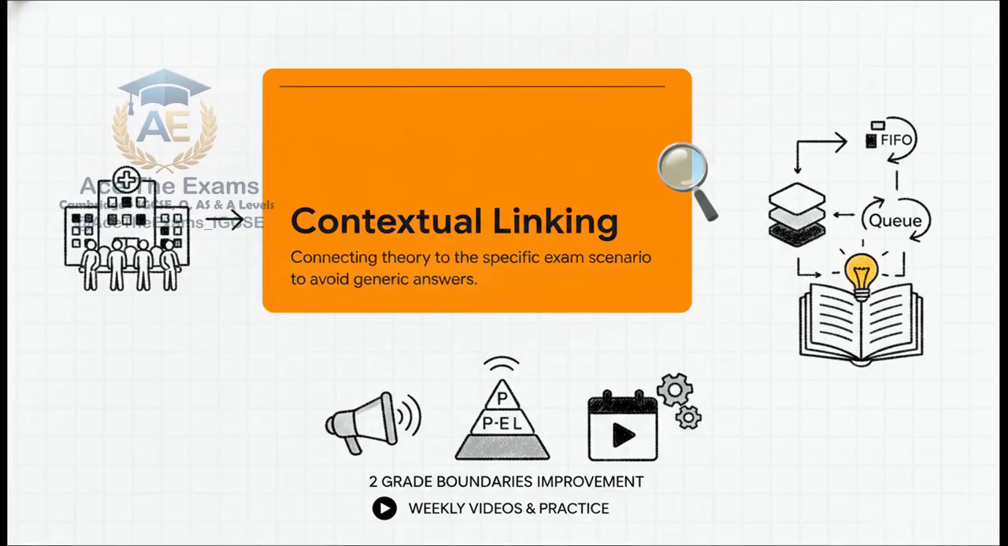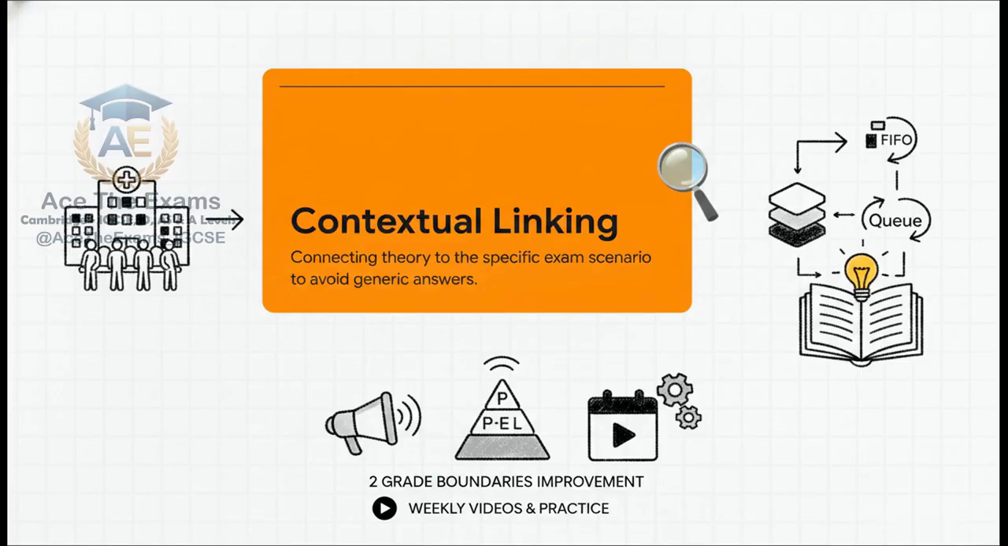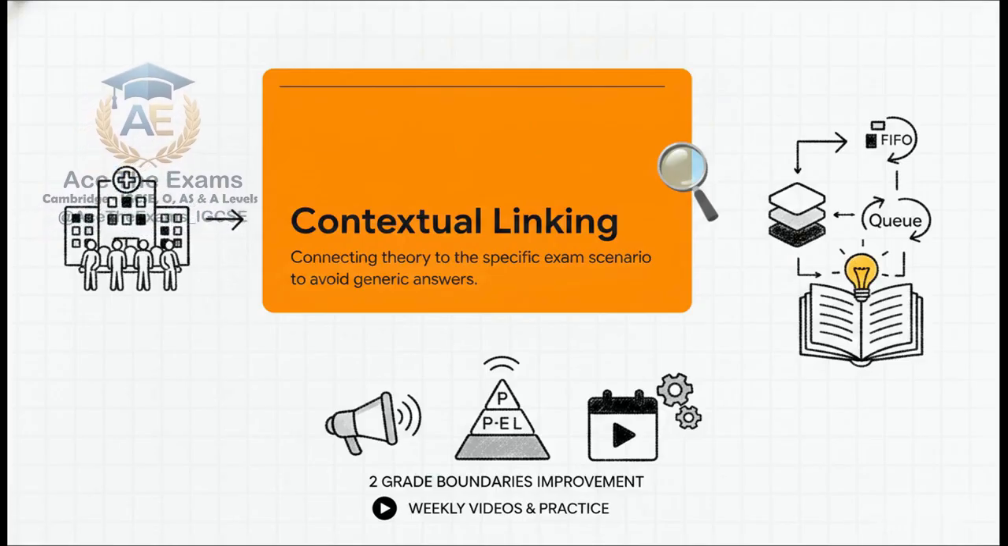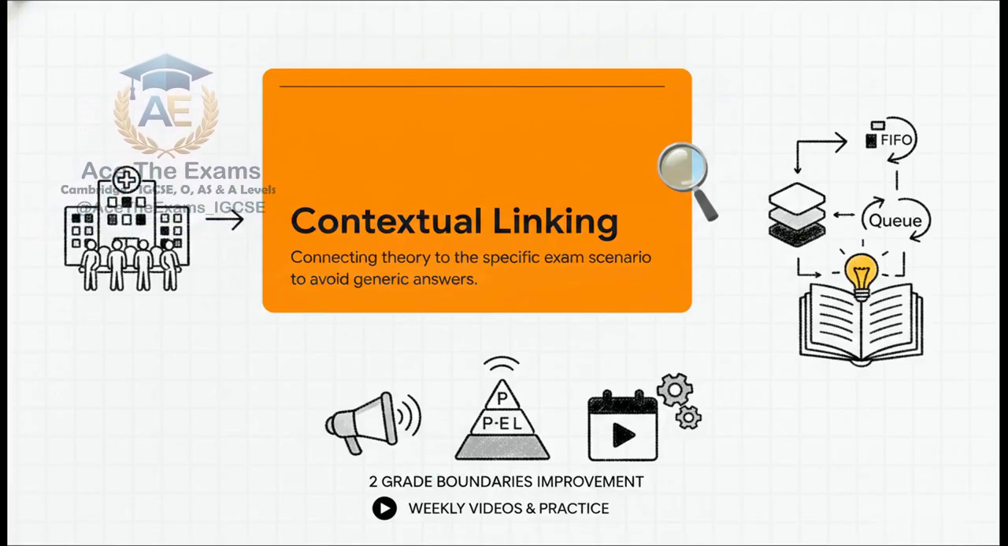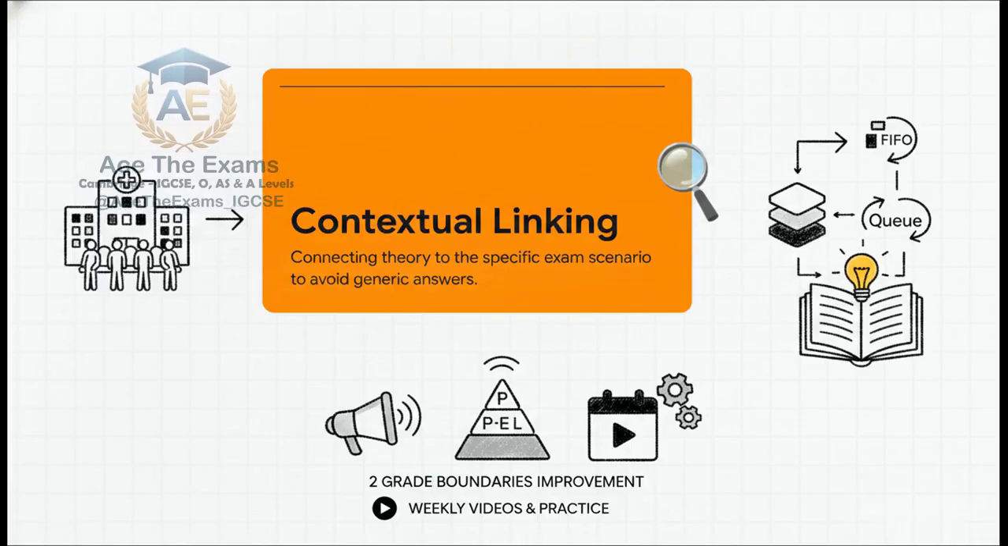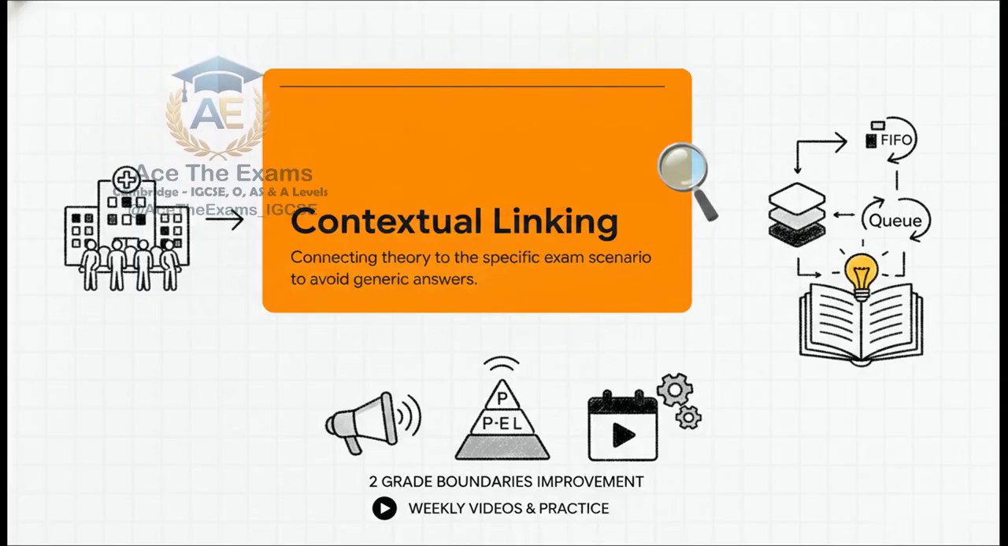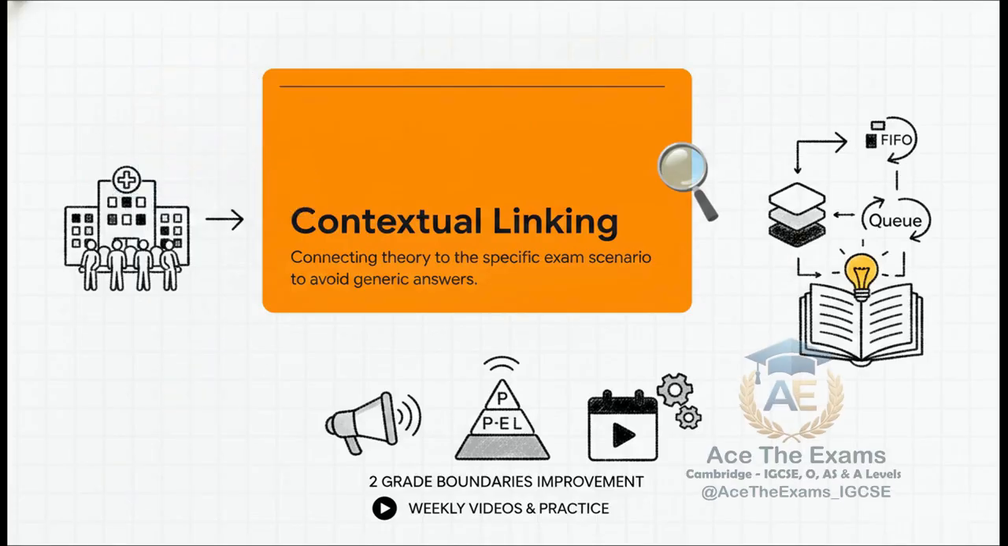If the exam question is explicitly about a hospital queuing system for emergency patients, your answers should not just vaguely say, a queue follows first in, first out. That's generic. It absolutely must say, the queue ADT follows first in, first out, which actively ensures that the very first patient arriving at the hospital emergency room is the first one treated by the doctors. Do you see the difference? One is a memorized fact. The other is applied, contextualized genius.